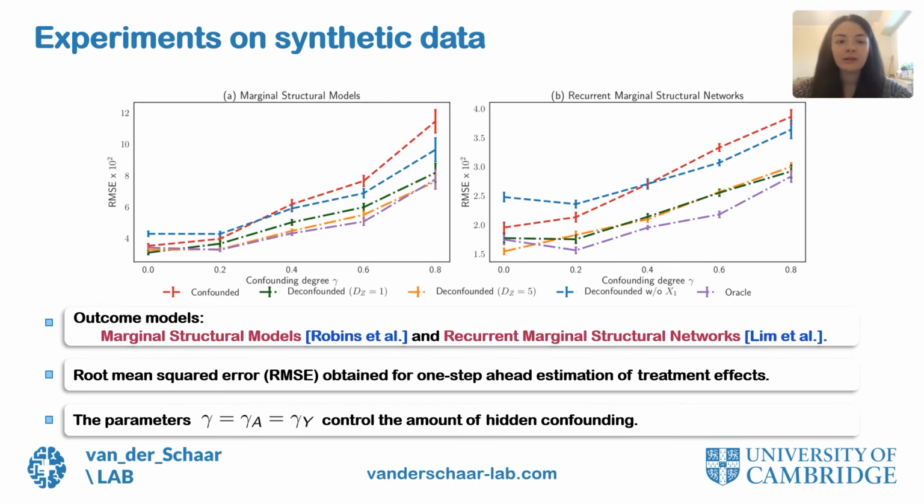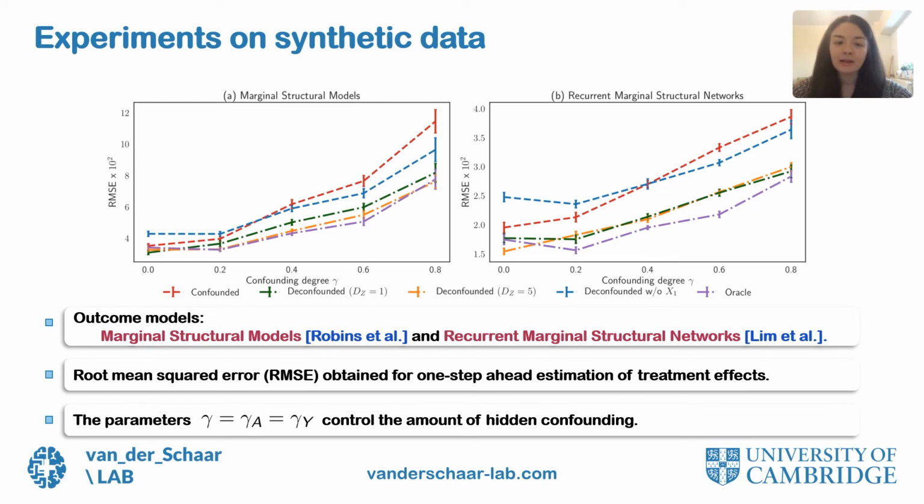Now in this figure, the red lines show the results for training the outcome models with the generated observational data, which has hidden confounders. On the other hand, the purple lines show the results when also incorporating in the observational dataset the simulated Z, which are the oracle hidden confounders.